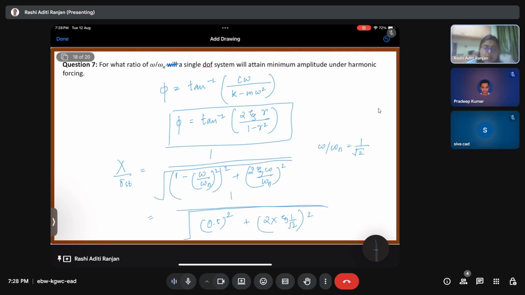But the question is: when are we going to get the minimum amplitude? Now see, over here, in order to get the minimum amplitude, the thing which is under the root should be what? It should be maximum, right? We know what is going to be the maximum value. It is for the case when omega by omega n is equal to 1, which is the case of resonance. Okay. But if we take omega by omega n as 1 by under root 2, it is going to give us the minimum value. Okay.